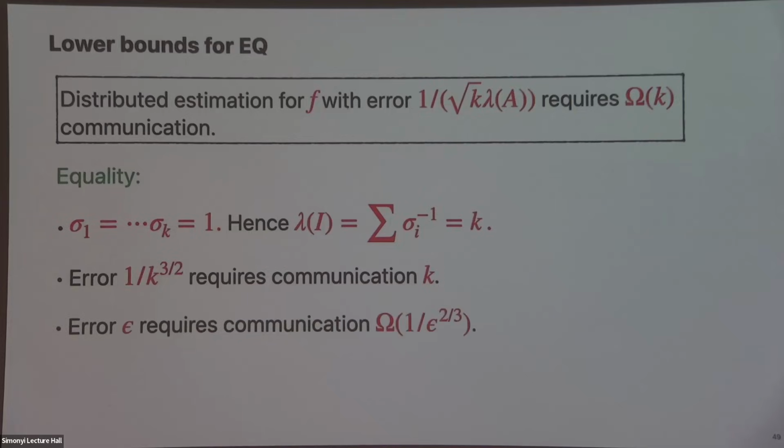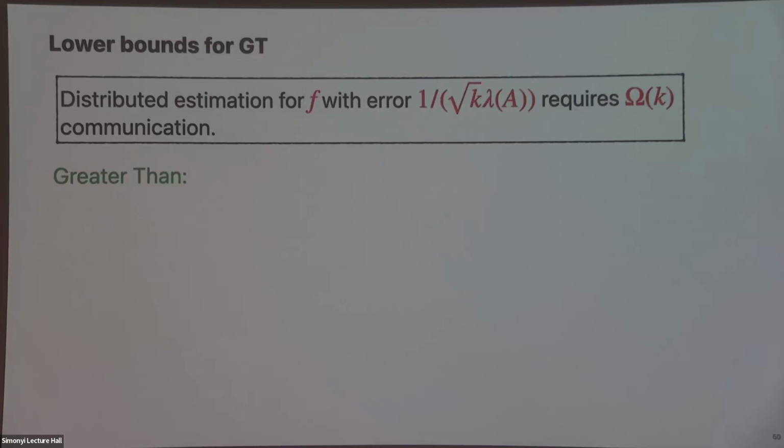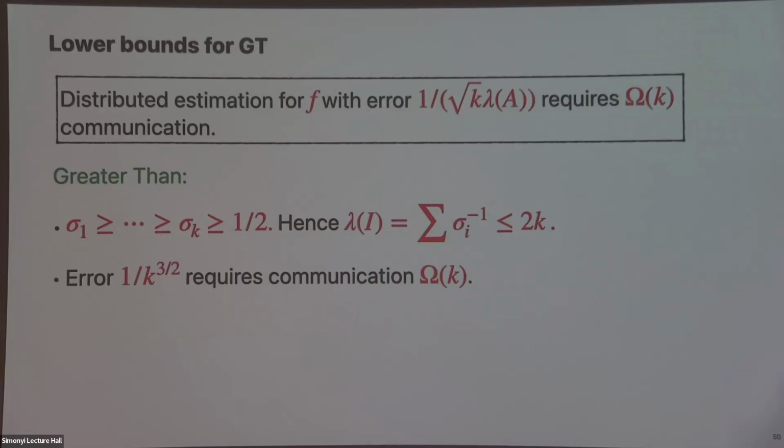Good. That's a start. Let's go back to greater than. A fancier way of doing the same reduction we did before is to say that for the greater than matrix, all the singular values are greater than 1/2. This is just because of the structure of the matrix. It's a very easy thing to verify. So this shouldn't be identity, this should be greater than, sorry about that. The sum of the inverses is bounded by 2k. So again, nothing really changes. Asymptotically, you require the same amount of communication.